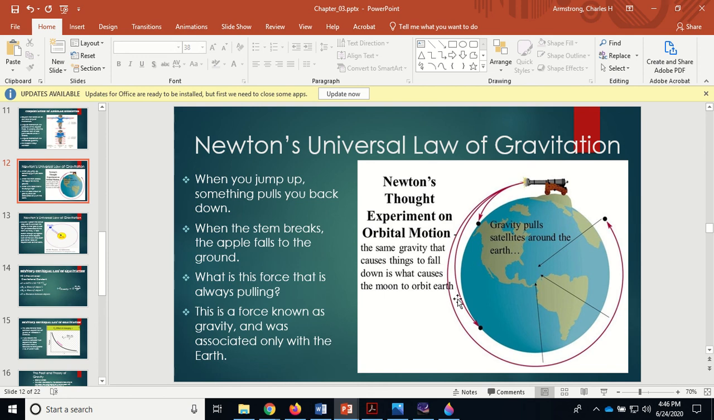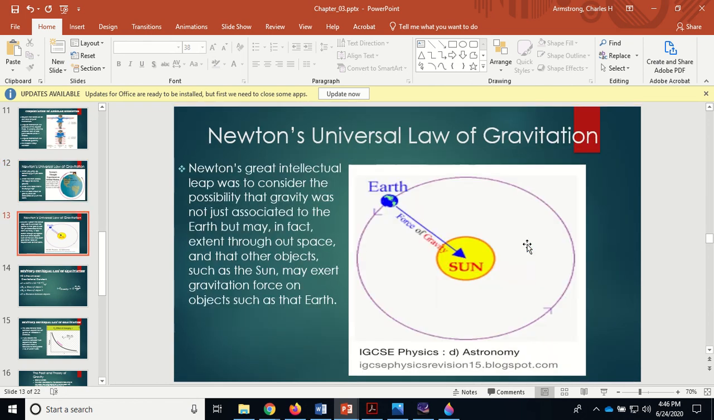So in ancient times, everybody knew things fall back down, and that got the word gravity. But people only associated it with the Earth. They didn't think that other things also did that. But Newton's great intellectual leap was to consider the possibility that gravity was not just associated with the Earth, but may in fact extend throughout space, and that other objects such as the Sun may exert gravitational force on objects such as the Earth. So there's the Sun, and there's a gravitational force on the Earth due to the Sun.